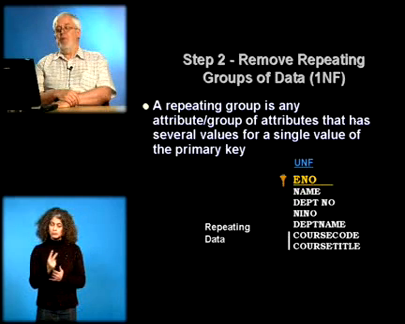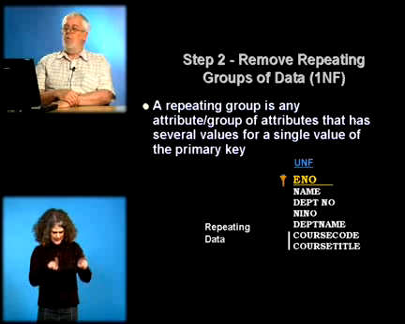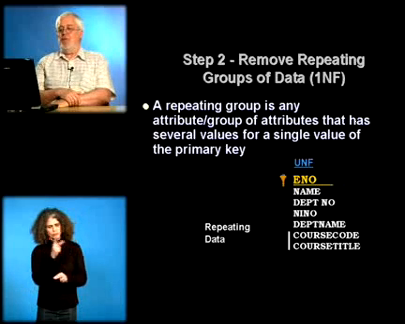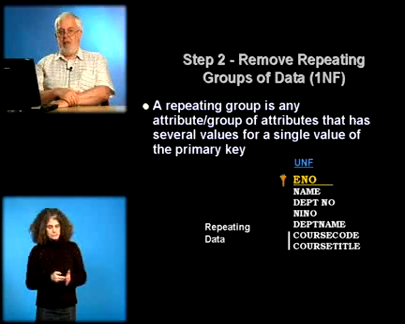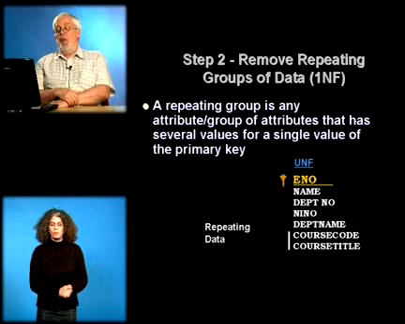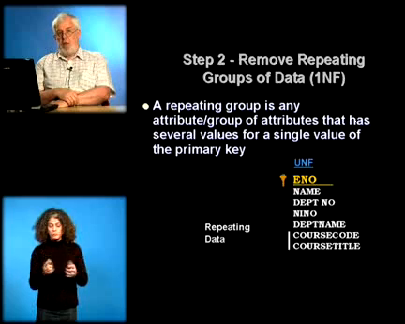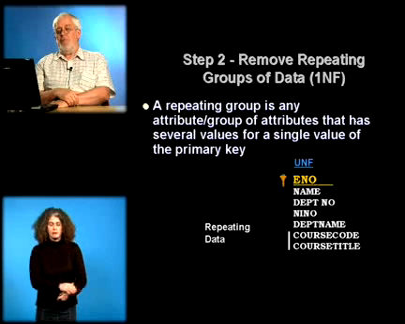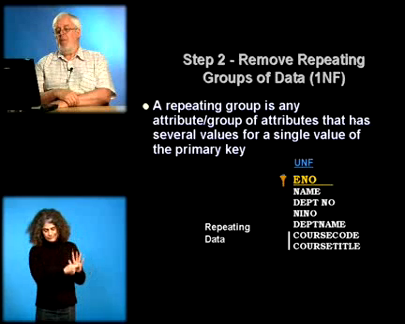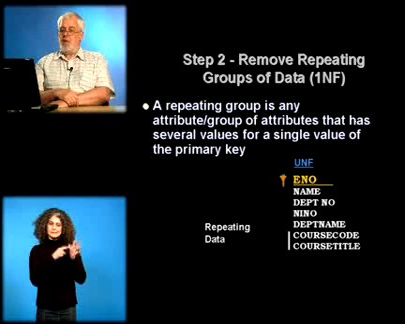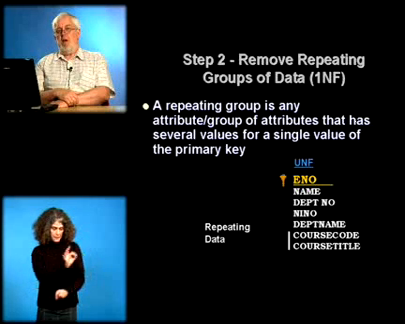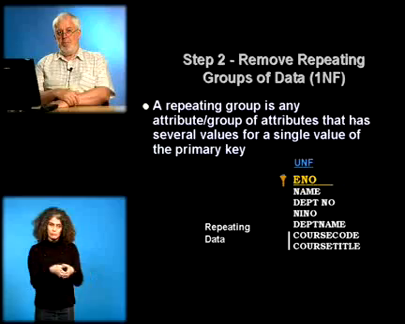Step two is to remove repeating groups of data. This is called moving to first normal form. A repeating group is any attribute or group of attributes that has several values for a single value of the primary key. And we denote it by putting a bar down the side of the data. So in this case, we have an employee number as the primary key, and the repeating data is course code and course title. We put a bar down the side of that to denote the repeating group.